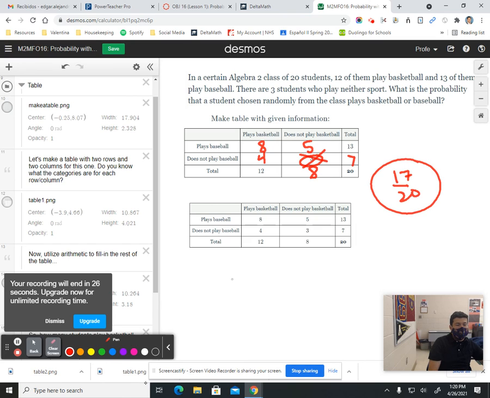Now, what's the difference with "and"? If I had a question, basketball and baseball, then I would have had to look for the column that says both, and I only would have used one cell for that. That would have been 3 out of 20. All right, so that is how this works.